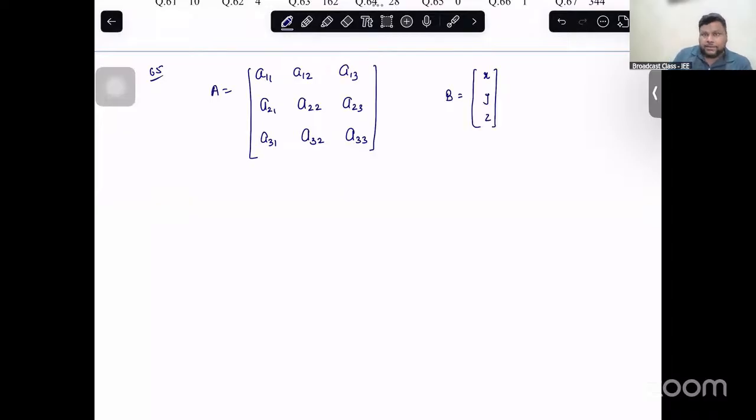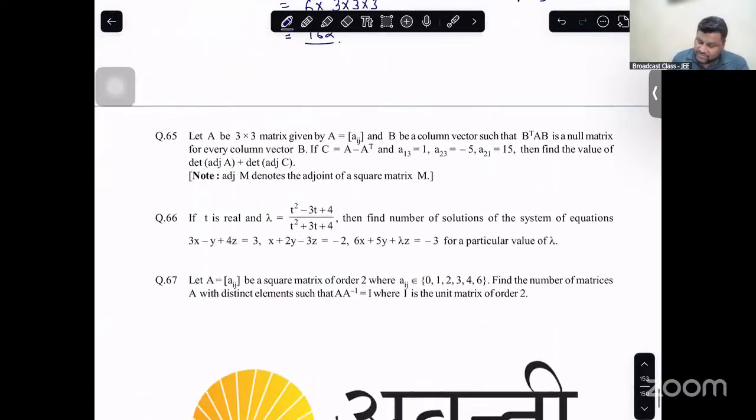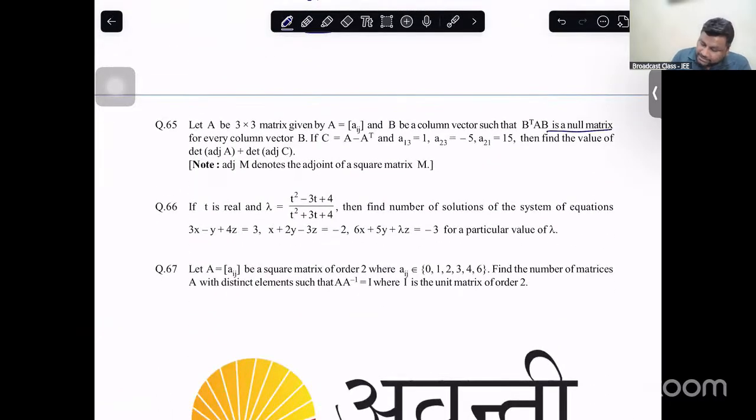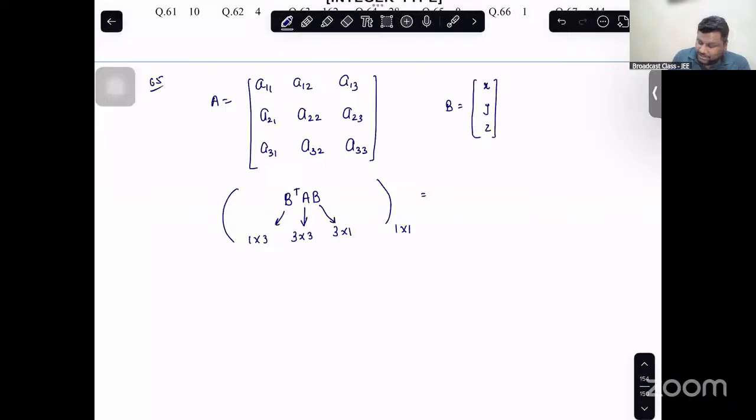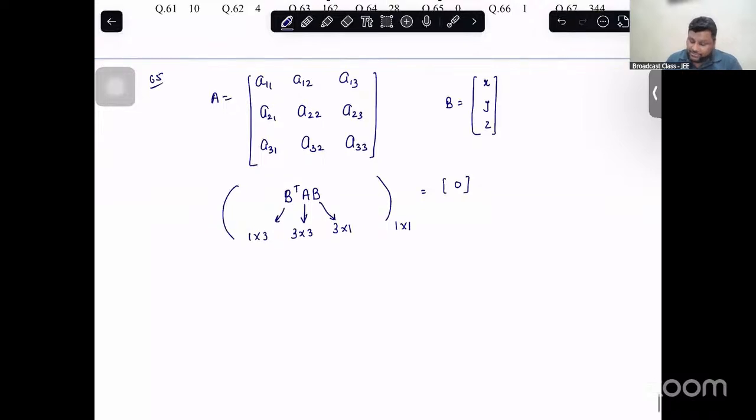Yes. Now, according to them, B transpose AB. Now see, the order of B transpose is 1 by 3, the order of A is 3 by 3, and the order of B is 3 by 1. That means this entire product is going to be of order 1 by 1, a single element. And in the question, they are saying that this is a null matrix. That means whatever the product comes out to be, it is going to be a null matrix, meaning the single element is 0. Now, a little bit of effort we have to do.